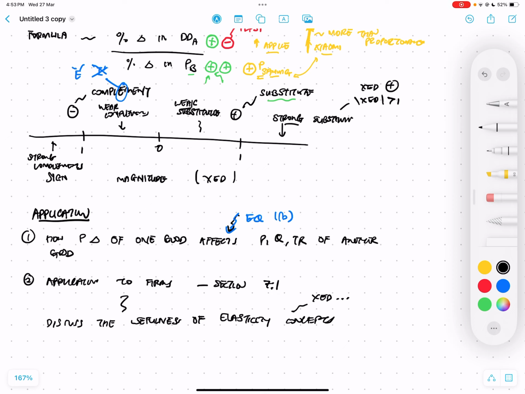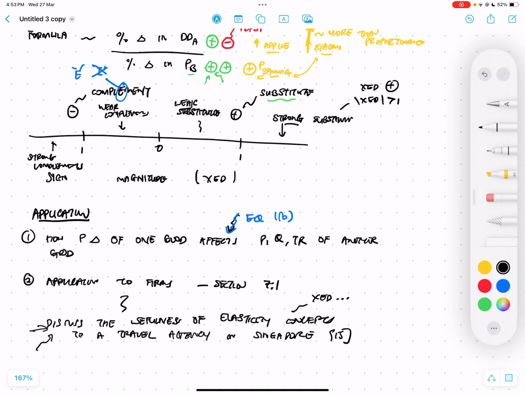So discuss the usefulness of elasticity concepts to a travel agency in Singapore, for example. So they ask you to apply. This is a 15-mark essay question, right? This is a school exam paper. Okay, it's not from Cambridge. So yeah, so application to firms.